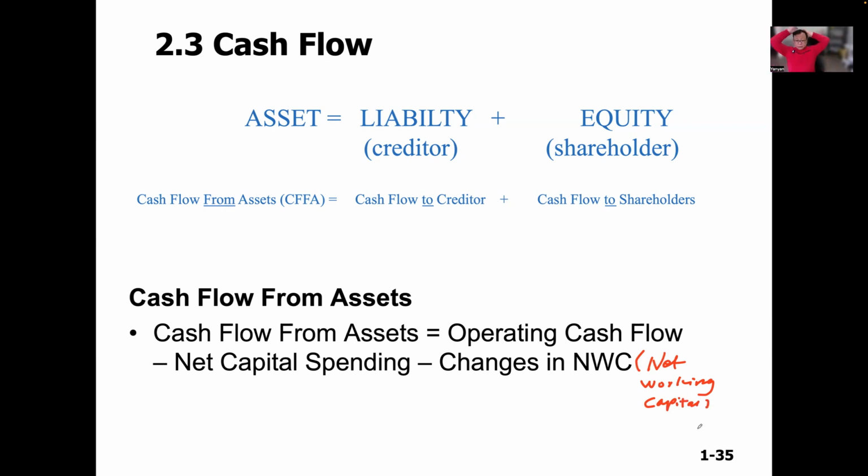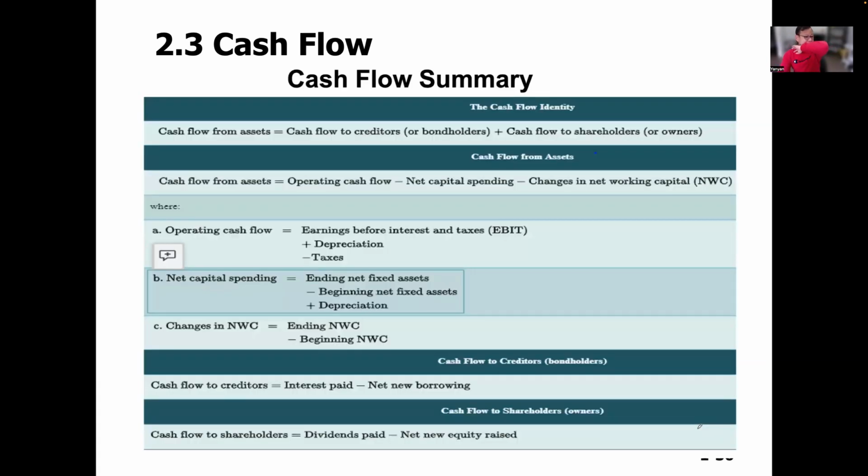Okay, so this is the equation you just learned. Given any three of the four, you will be able to calculate the unknown. So the cash flow from the asset of the company equals operating cash flow, how much cash received, minus net capital spending, how much money they used for expansion, and the changes in net working capital. So far, we have talked about these two.